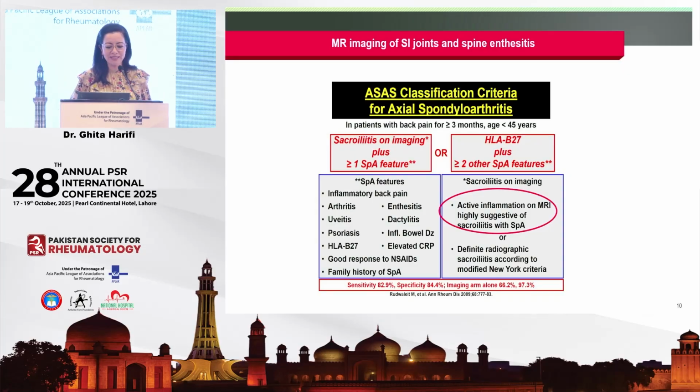And you know that in the ASAS criteria, imaging is absolutely central in the diagnosis.